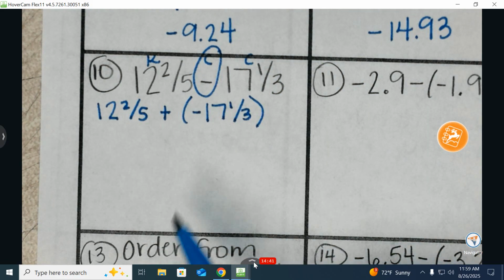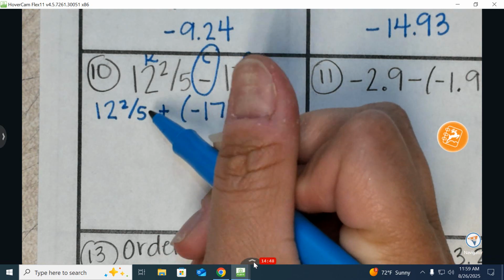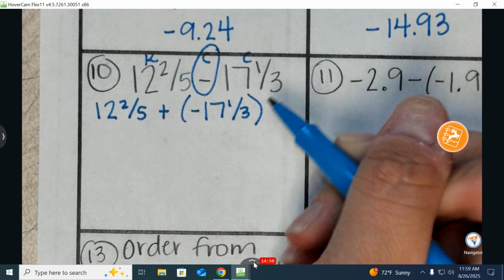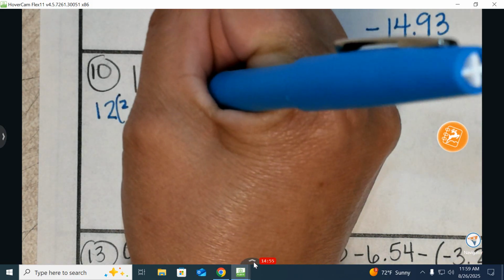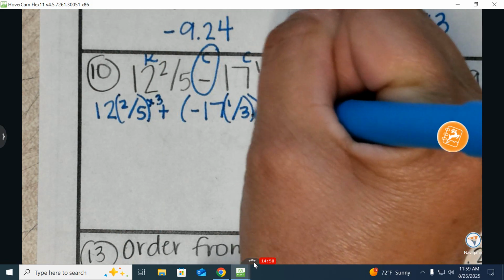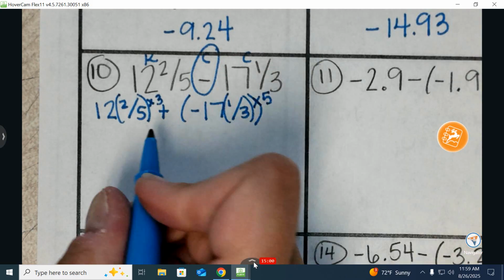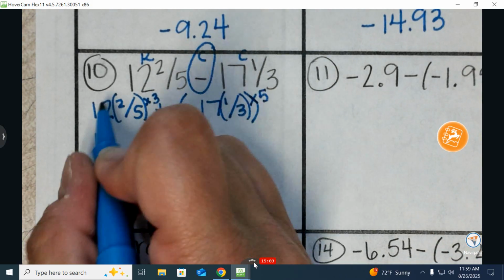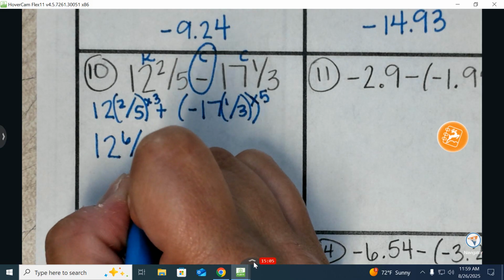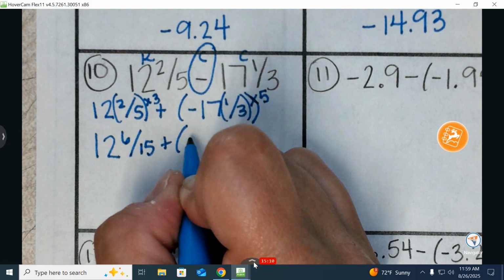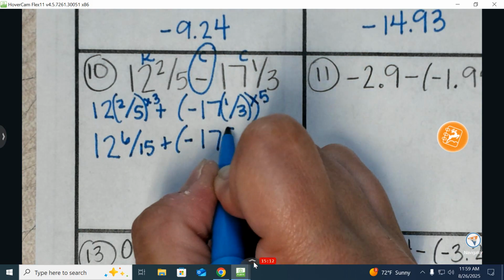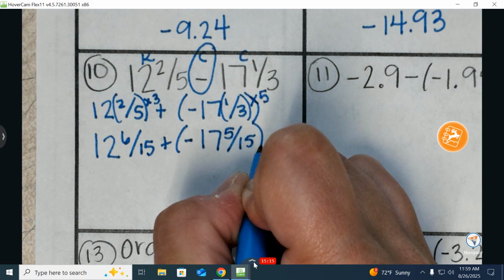Adding with unlike signs, we're actually supposed to subtract, but before we can subtract, we have to have a common denominator. So the common denominator between 5 and 3 is going to be 15. To make this become a 15, I'm going to have to multiply it by 3, and I'm going to have to multiply this one by 5. So I'm going to end up with 12 and 6/15 and negative 17 and 5/15.